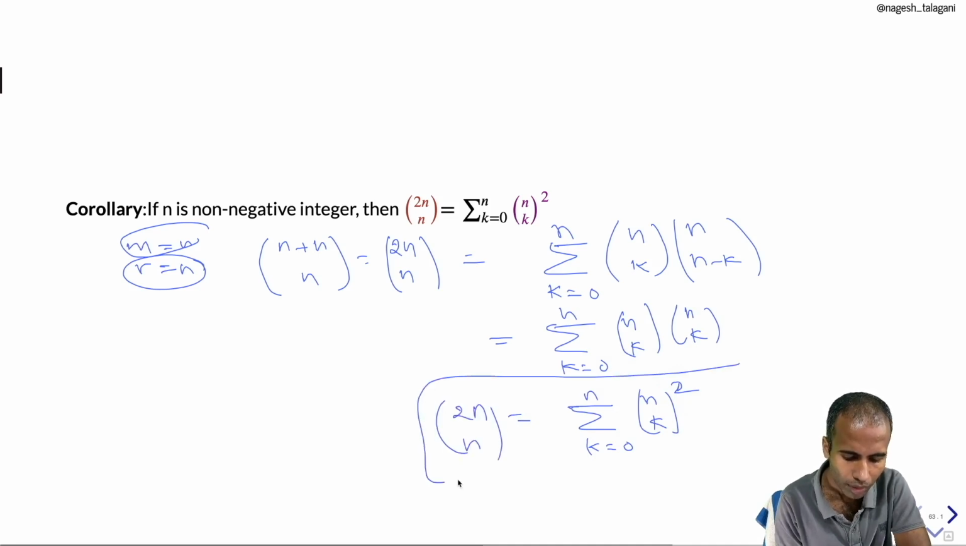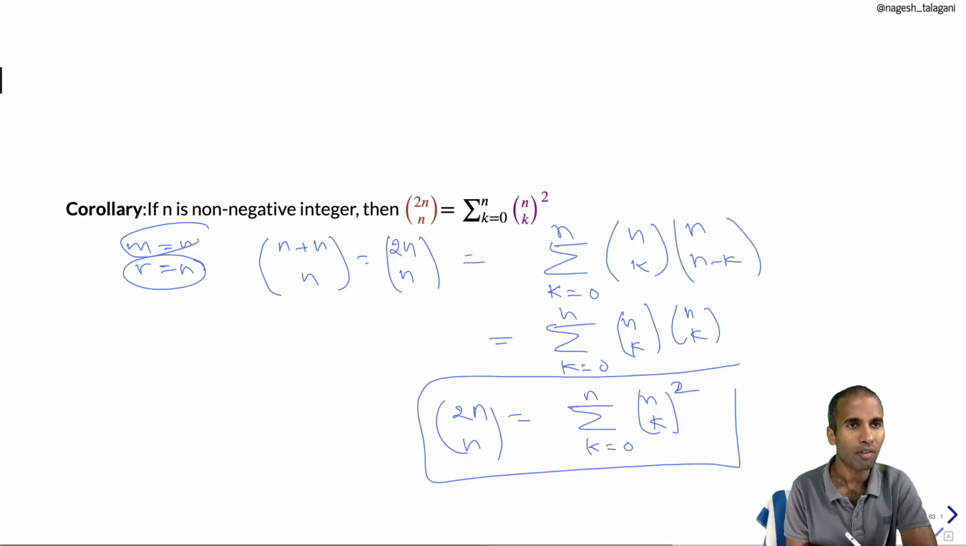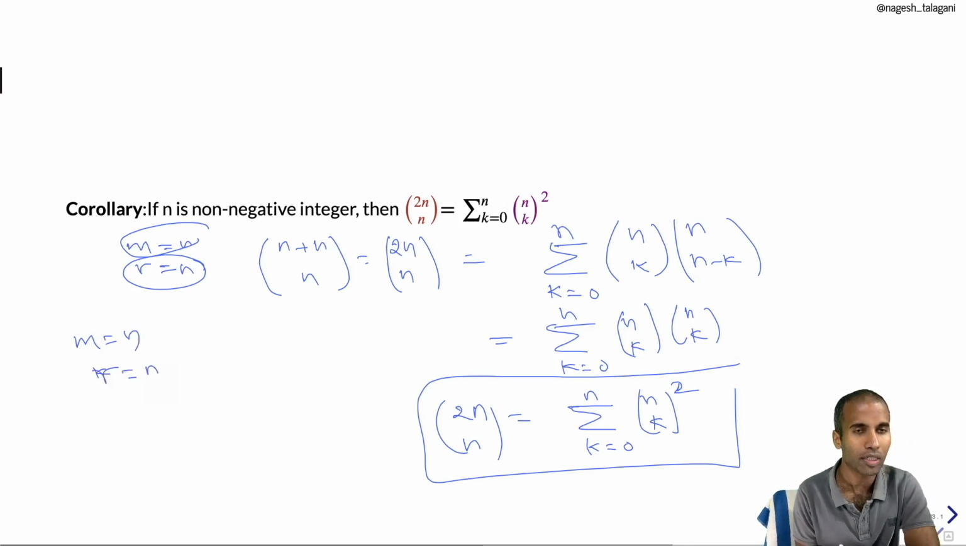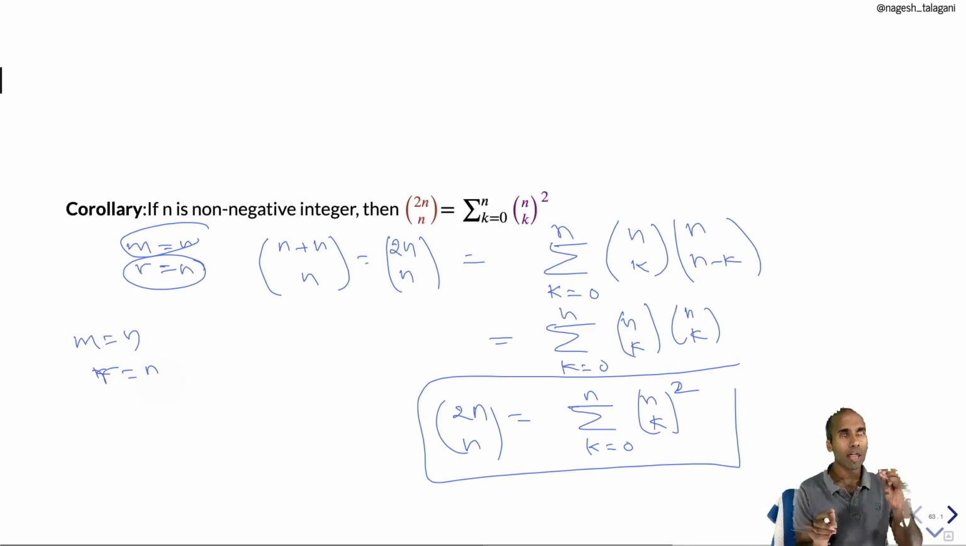Simply a straightforward application of Vandermonde's identity, where you take m equal to n, r equal to n. That means we have an equal number of boys and girls. The class has size 2n, in which there are n boys and n girls, and you are picking half the students, n students. Okay.